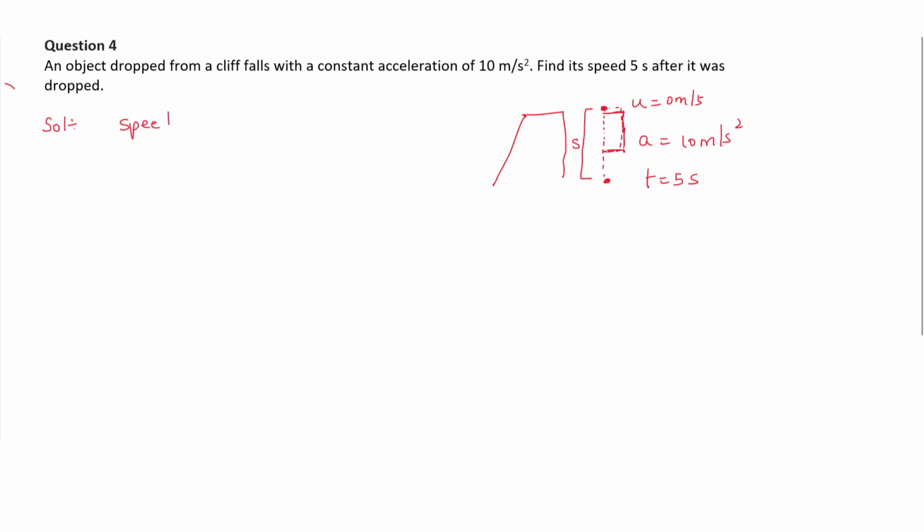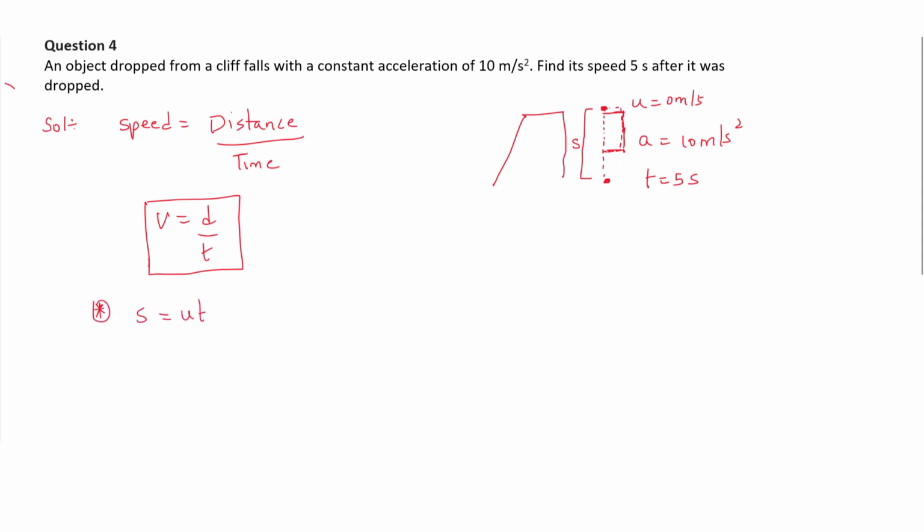Speed is equal to distance upon time, or you can say v is equal to small d by t. Here distance is nothing but our displacement. So firstly we have to find our displacement. What is the distance or displacement s?